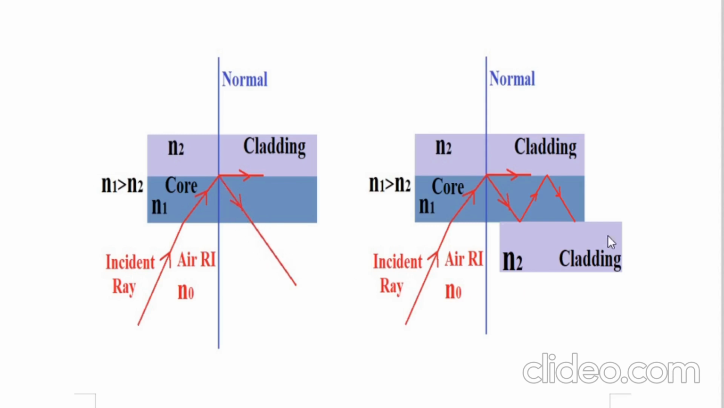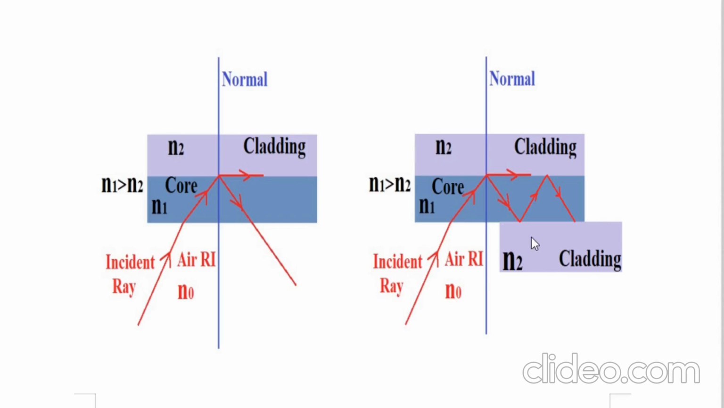And see here now what we have done on the right hand side. Here is the N2 cladding, here is again N2 cladding. So what we have done, this ray, which was coming out from N1 medium, we have stopped that ray here only and forced that ray again to go into the same medium by connecting here a same refractive index material N2. So a piece of same refractive index material is taken over here.